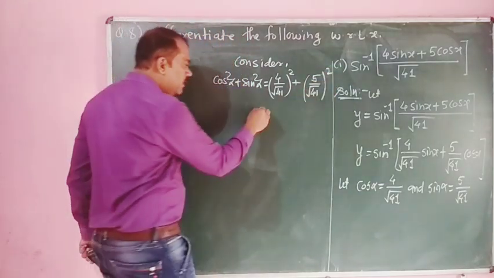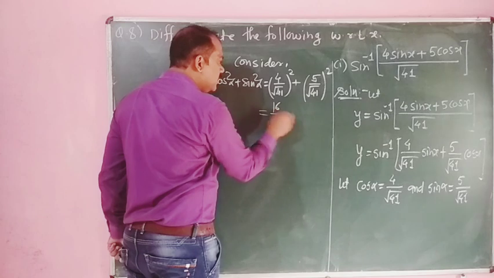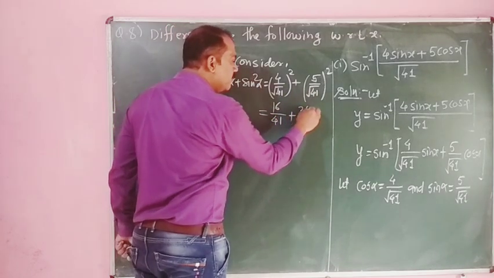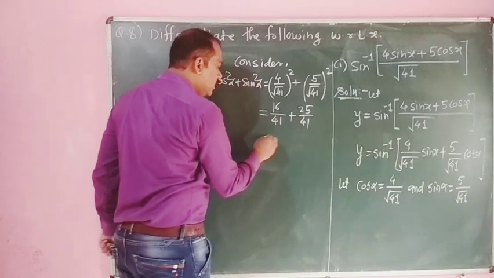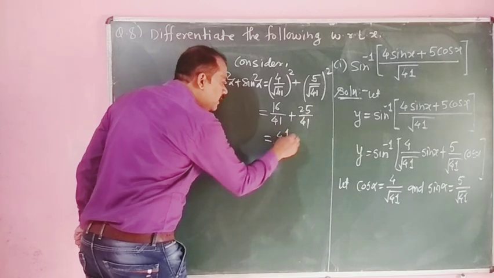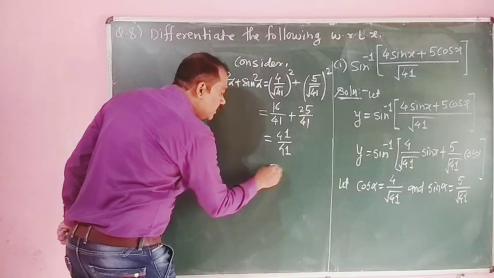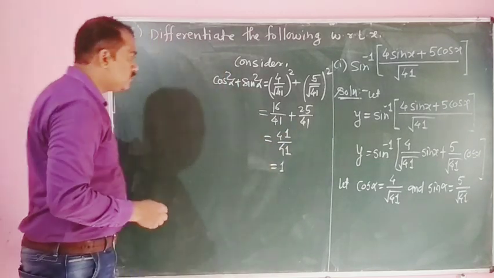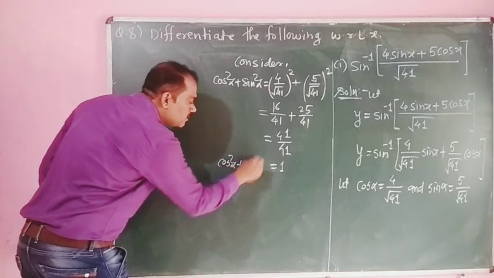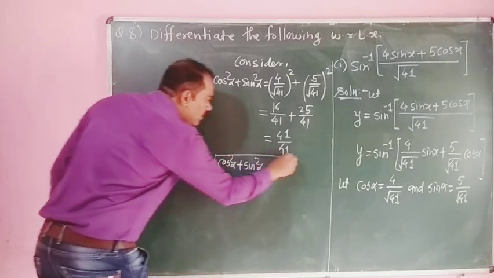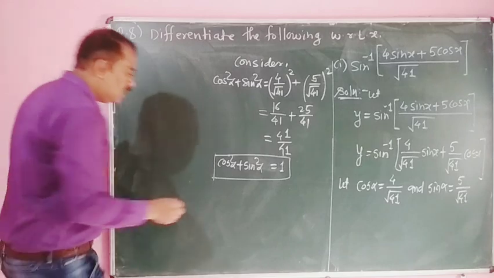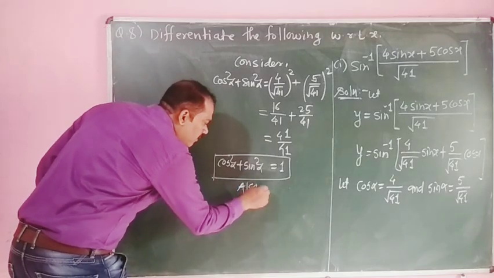So what do we get? 4 square is nothing but 16, and square and square root get cancelled, so 16 over 41 plus 5 square is nothing but 25 divided by 41. 16 plus 25 is 41, so 41 divided by 41 is equal to 1. So cos square alpha plus sin square alpha is equal to 1. This relation is satisfied.